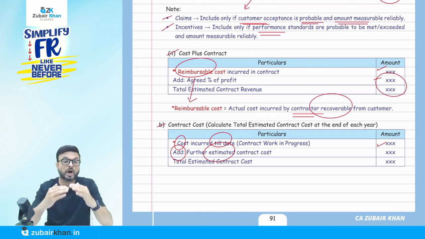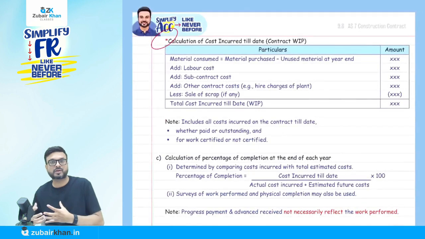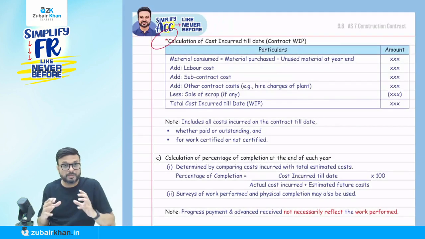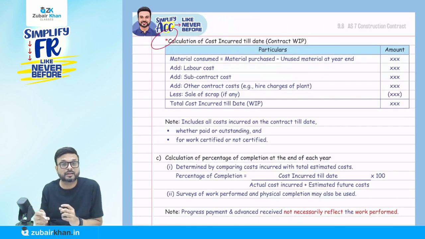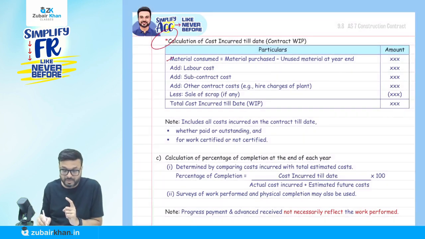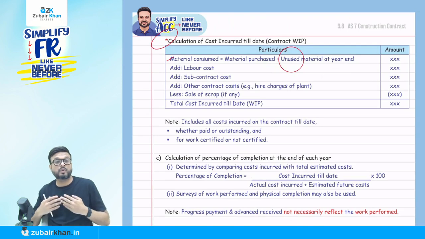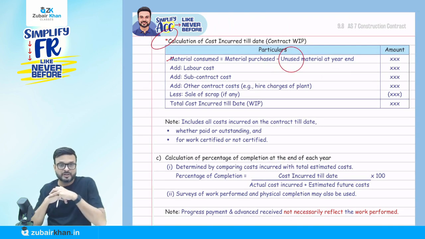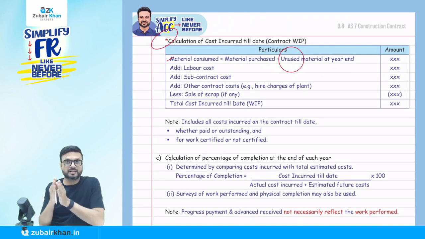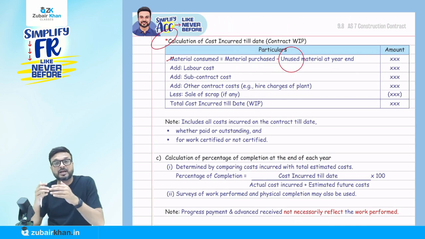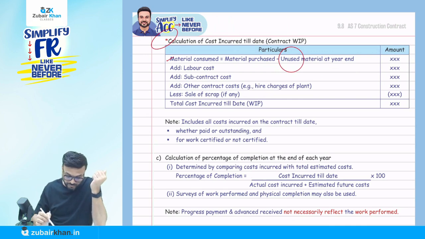But understand how much cost is incurred. What do you mean by the cost incurred? What is covered in the cost incurred till date? Material consumed. Remember, if we purchase material during the year but it is unused, we have not yet used that material, so it is not an expense for the current year, it is an expense for the next year, like closing stock. So material consumed is material purchased minus unused material at the end of the year.